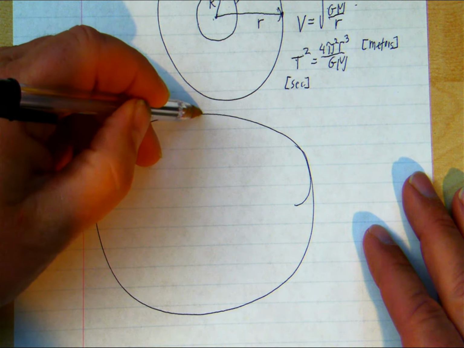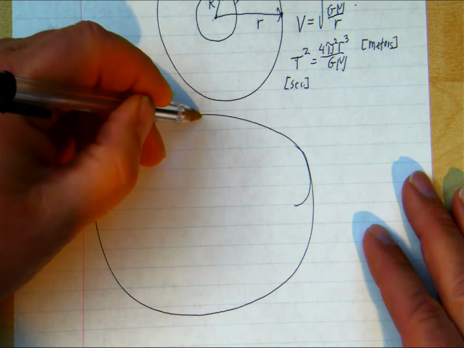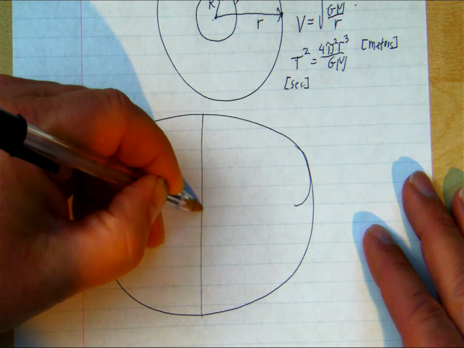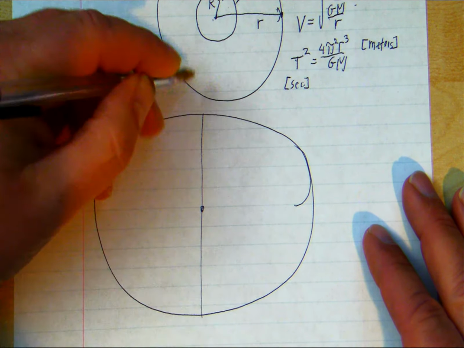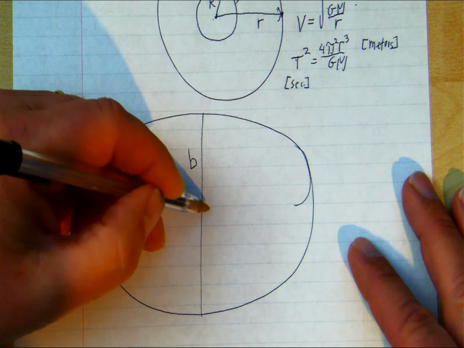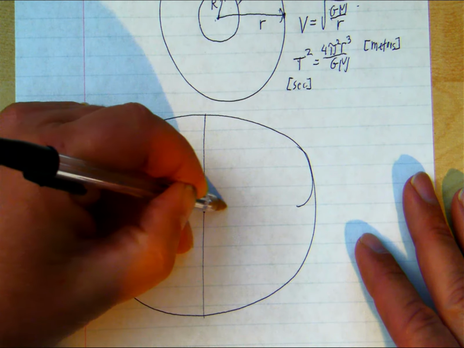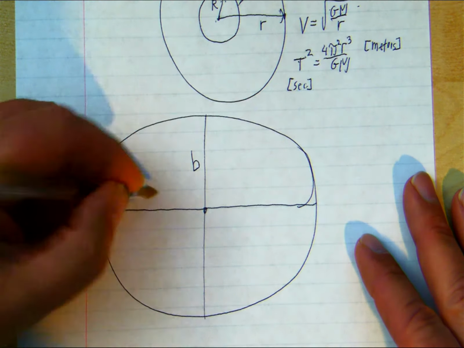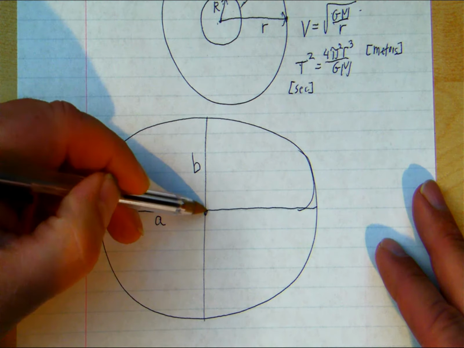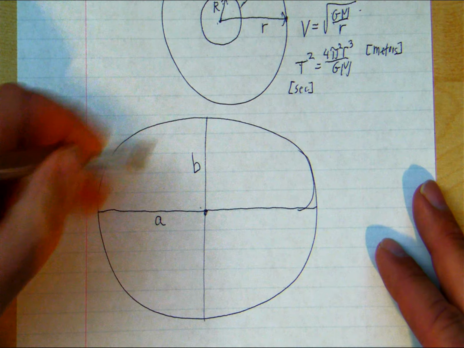So first of all, on an elliptical orbit, here's the long axis, here's the short axis. This short axis is called the minor axis, and half of the length of the minor axis is represented by the variable lowercase letter b. The long axis is called the major axis, and half the length of the major axis is called lowercase letter a, the semi-major axis, the distance from the center of the ellipse to the farthest point away from the center on the ellipse.